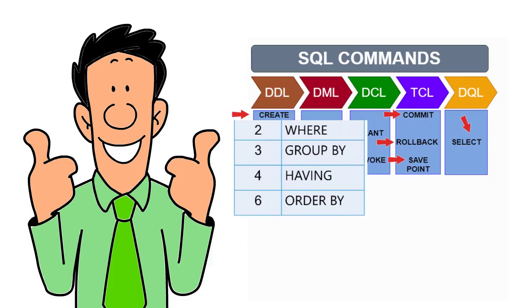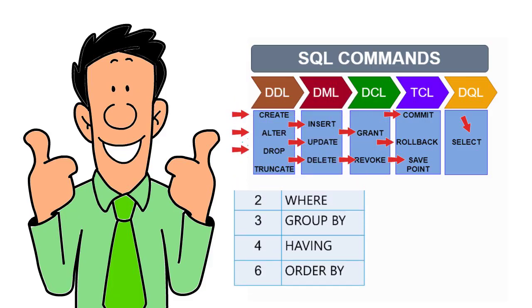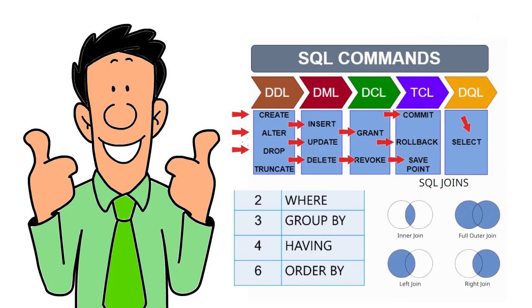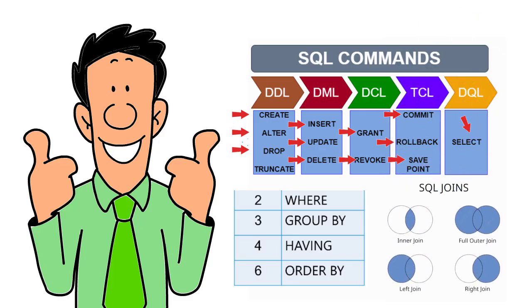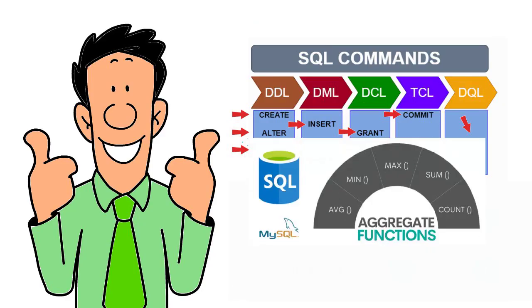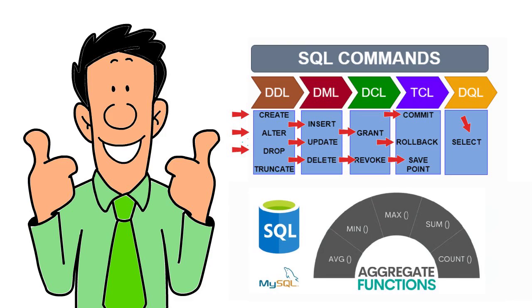SQL also includes powerful clauses like where, group by, having, and order by, and we can combine data from multiple tables using different types of joins: inner, left, right, and full outer joins. We can analyze data using aggregate functions like count, sum, average, min, and max.